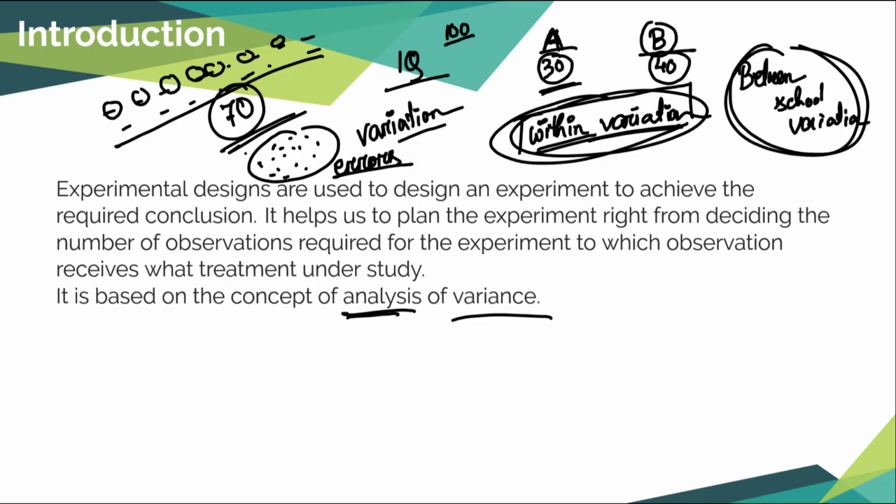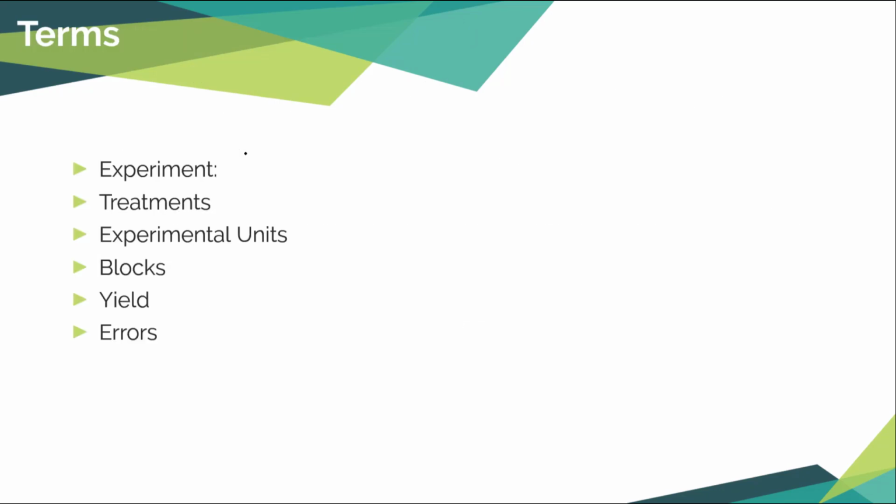So there are some terms that are very frequently used in the theory of designs of experiment. First one is experiment. We all know experiment is a research, right? So we have a certain objective.